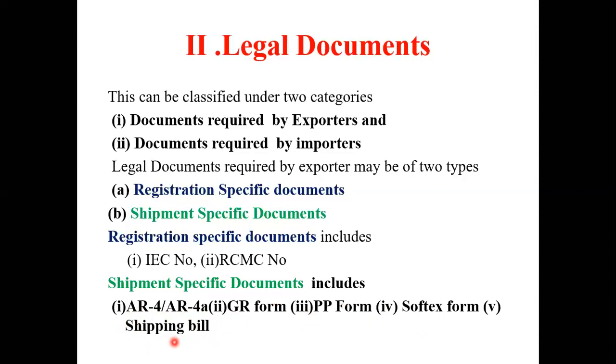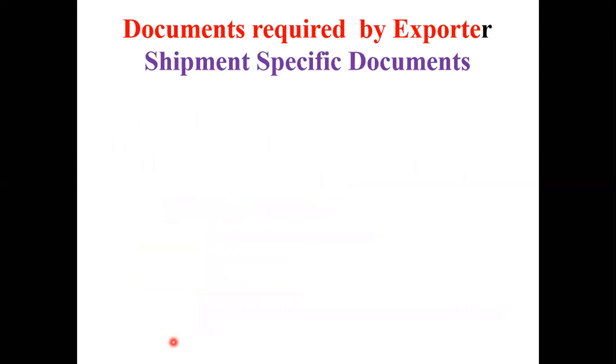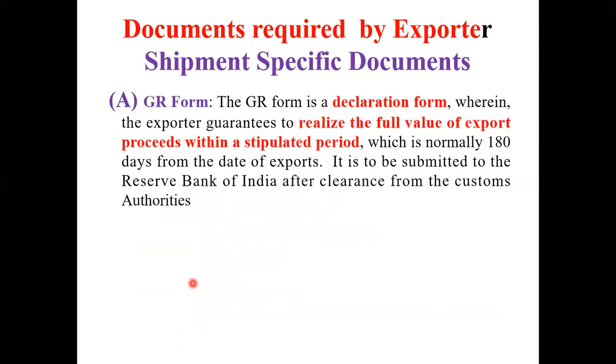Now let us see the shipment specific documents. They include the GR form. The GR form is basically a declaration form wherein the exporters declare that they will realize the entire export value within a stipulated period of time, and this period is basically 180 days. That means they will declare the value of the goods, suppose it is 50 lakhs, and they will give the declaration that this 50 lakhs will be recovered from the importers within a 180 day period.